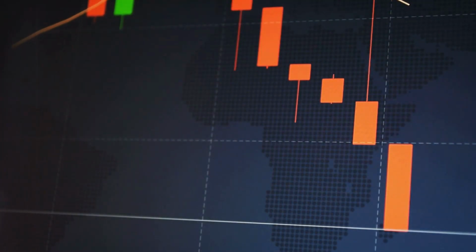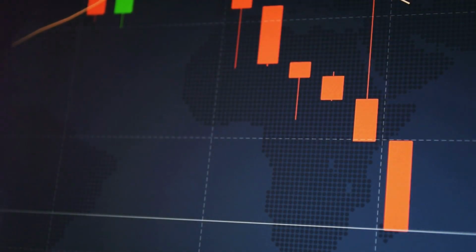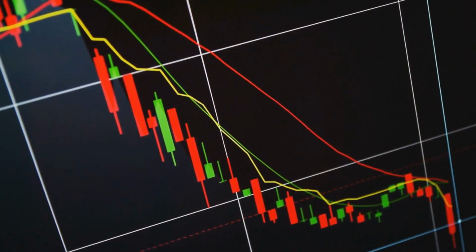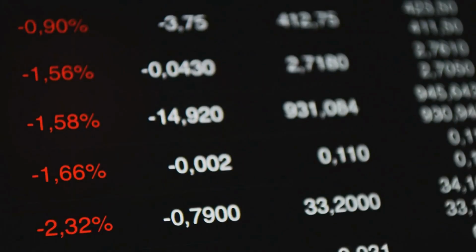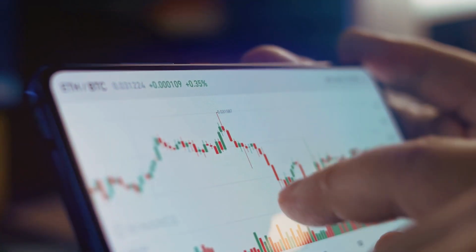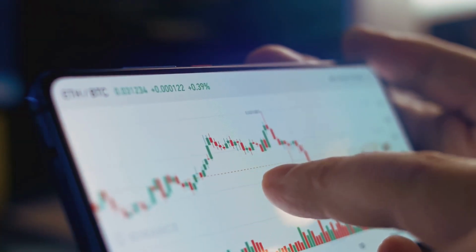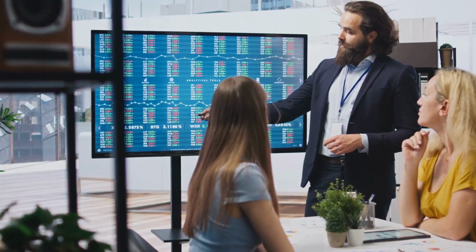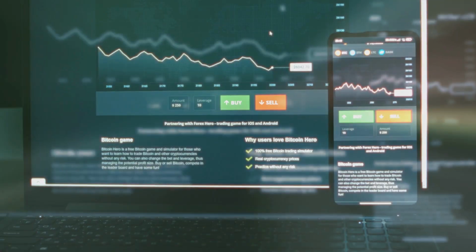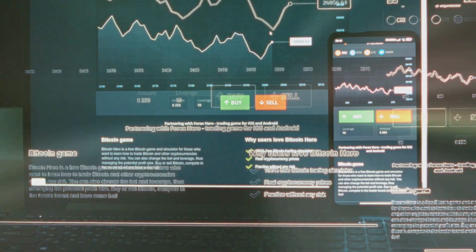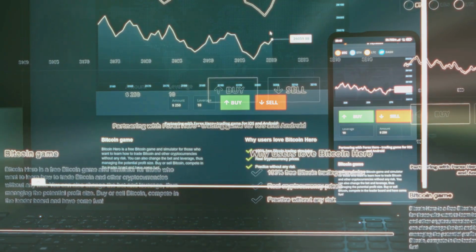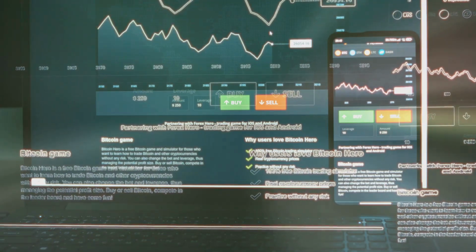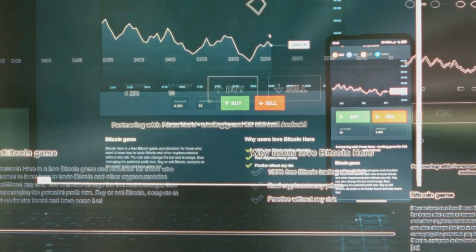Now, for oversold, which is a buy signal: when the price touches or falls below the lower Bollinger Band, it could indicate that the asset is oversold and may be due for a rebound. Investors can use this as a buying opportunity, particularly if the price begins to bounce back toward the middle band. So, how to use this? Buy when the price touches the lower band and shows signs of bouncing back. Sell when the price touches the upper band and appears to be turning downward.